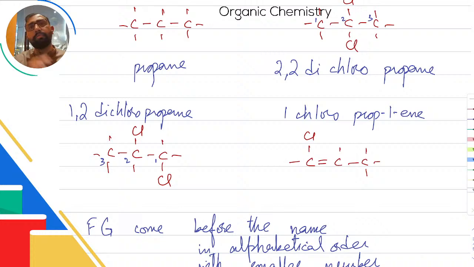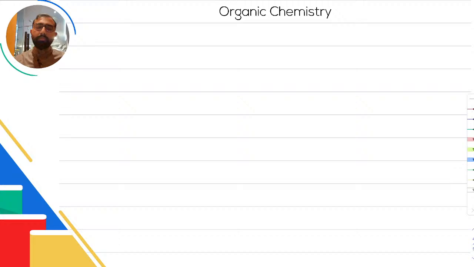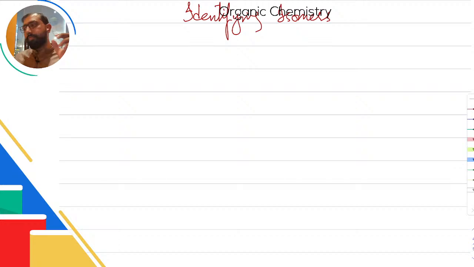Now, let's talk about how we identify isomers. That's the next section of our lesson here. When you identify isomers, one way is to judge them by the definition. What was the definition? Same molecular formula, but different structure. That's what isomers are. So just check the molecular formula. If they have the same molecular formula, two things could be isomers. The second part of the definition is different structure. Okay?